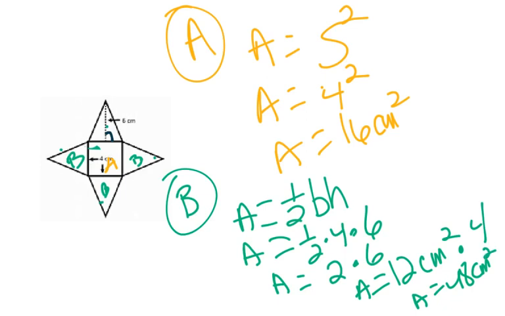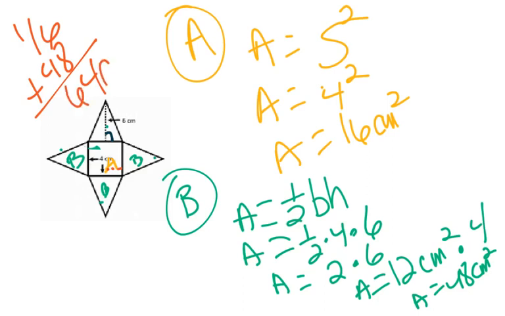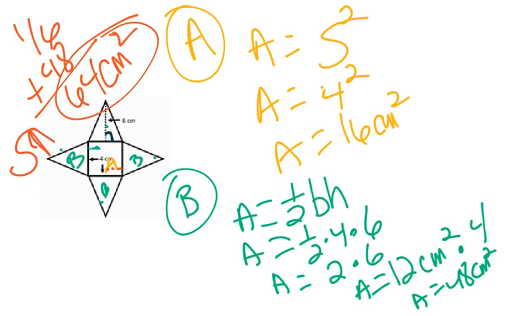So I'm going to take my 16 centimeters squared. That was my square base. I'm going to add my 48 centimeters squared for my triangles. And I'm going to get 64 centimeters squared for my total surface area of this square pyramid. Okay, there you go. Boom.